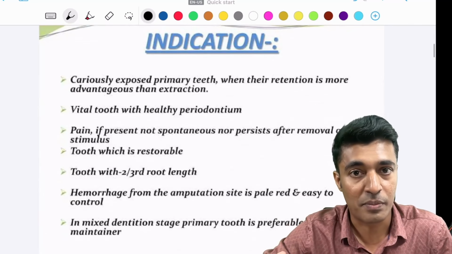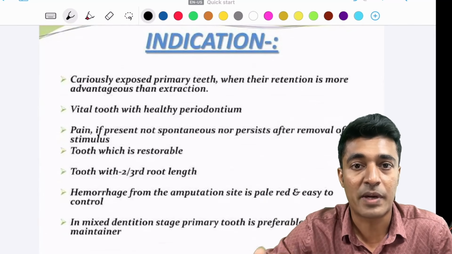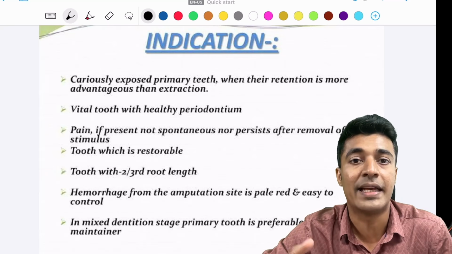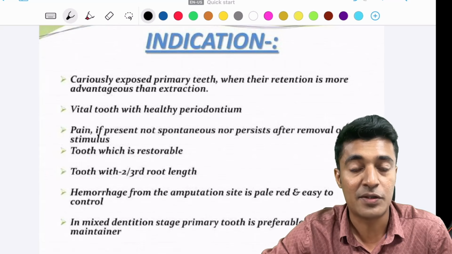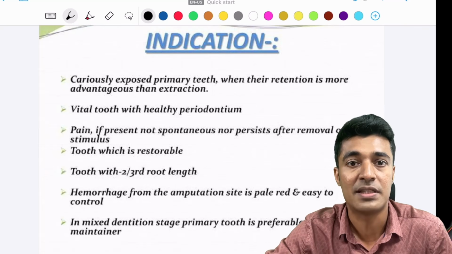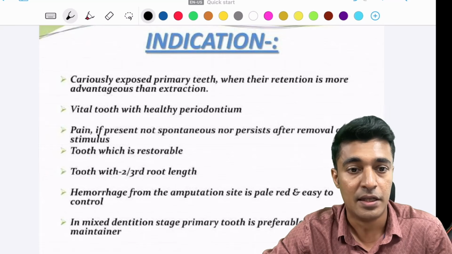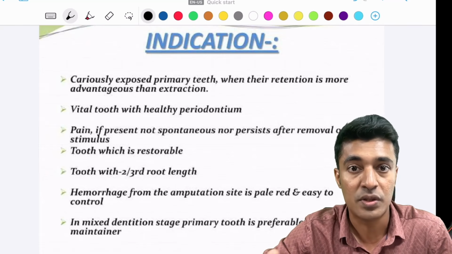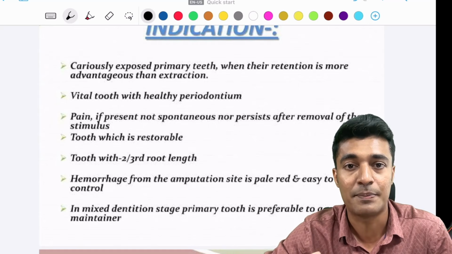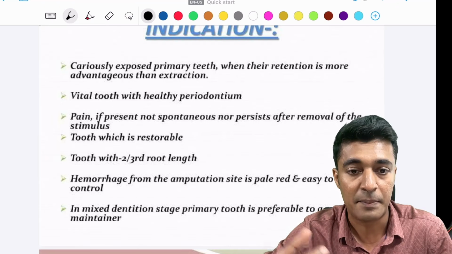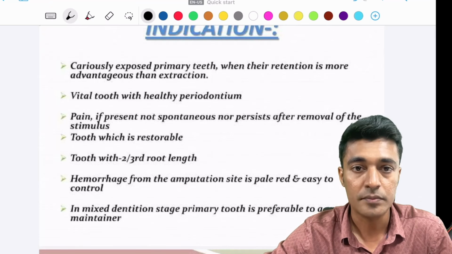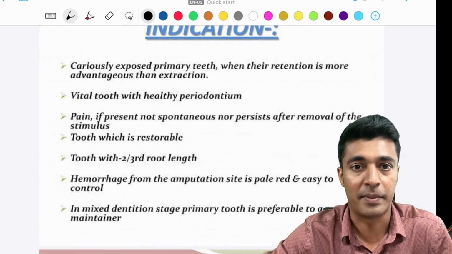Coming to the indications of pulpotomy: a cariously exposed primary tooth whose retention is more advantageous than its extraction, a vital tooth with a healthy periodontium. Pain, if at all present, is not spontaneous and is a reversible type of pulpitis. That is, if you remove the stimulus, the pain goes away. Such a tooth is indicated. A tooth which is restorable, with two-thirds of its root length present. Hemorrhage from the amputation site is pale red and can easily be controlled. In a mixed dentition stage, a primary tooth is preferable to a space maintainer. These are the indications for doing pulpotomy.